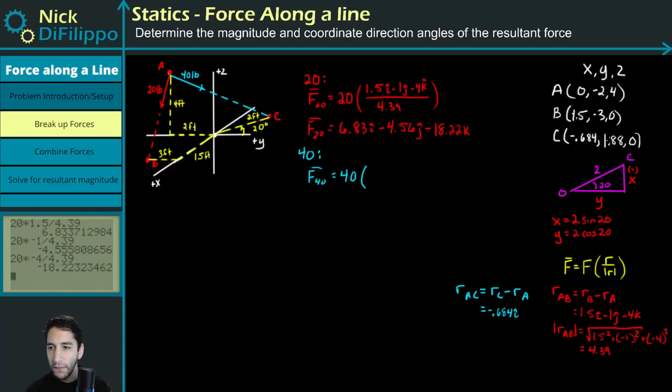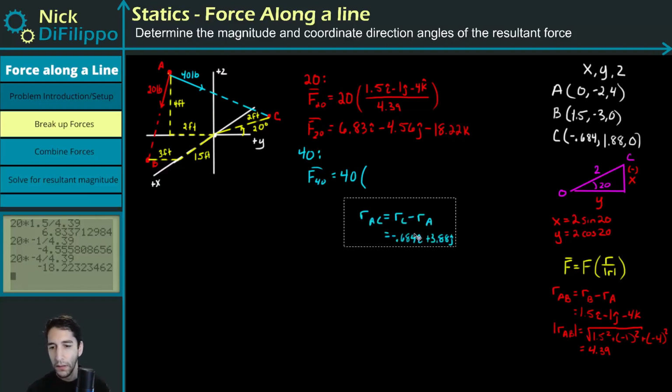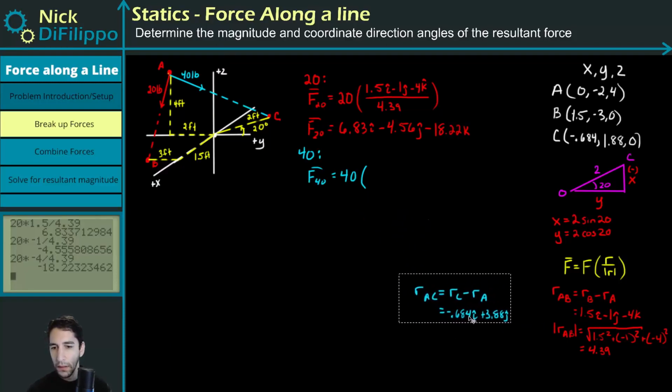Then we're going to have 1.88 minus a minus 2. So we're going to be adding 2. So that's going to be 3.88j. I didn't give myself enough room. And then we're going to have 0 minus 4, so minus 4k.